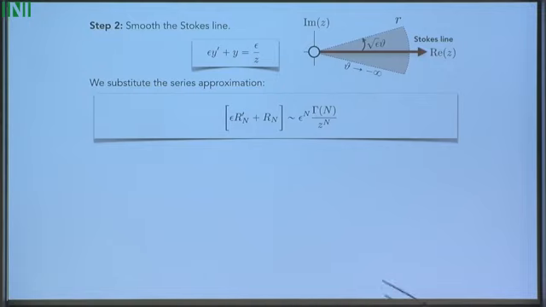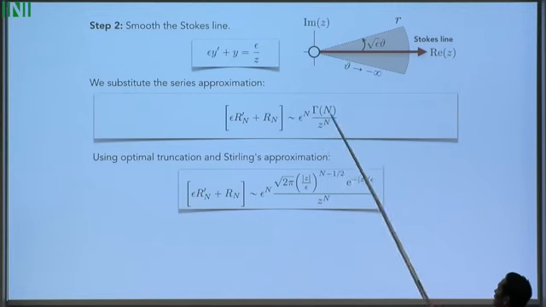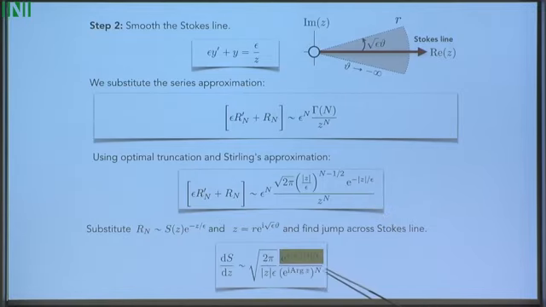If you know the form of the divergent term, which we do here, then you can use Stirling's approximation to change that gamma function into an exponential. And you clean things up. You put in the optimal truncation point. And what you find out is an expression like this.